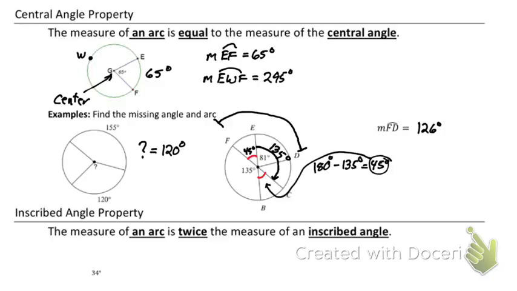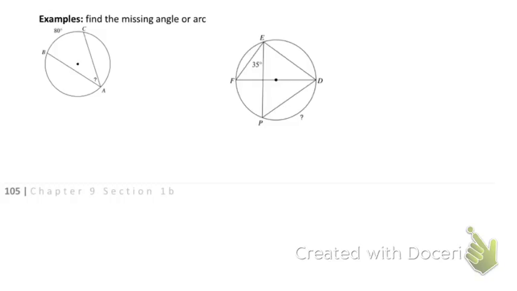All right, the next thing we're talking about are inscribed angles. So a central angle is the same thing as the arc that it cuts.